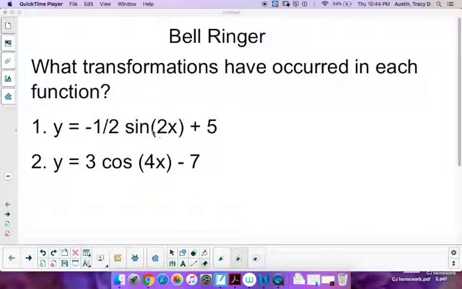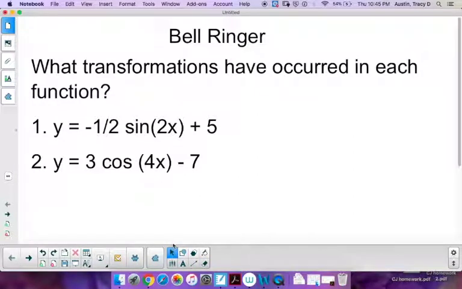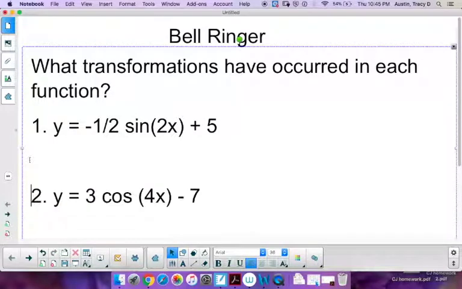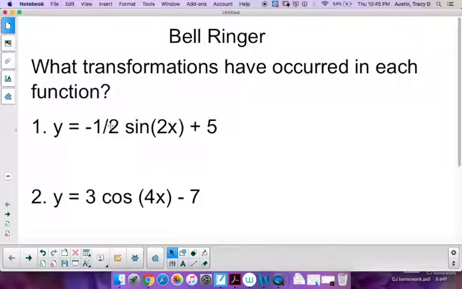So pause the video, take no more than 5 minutes, go ahead and write down all the transformations for these, and then unpause and we'll go over it. Okay, so transformations that have occurred. And by the way, this one has 3 and this one has 2. Okay, so let's take a look.